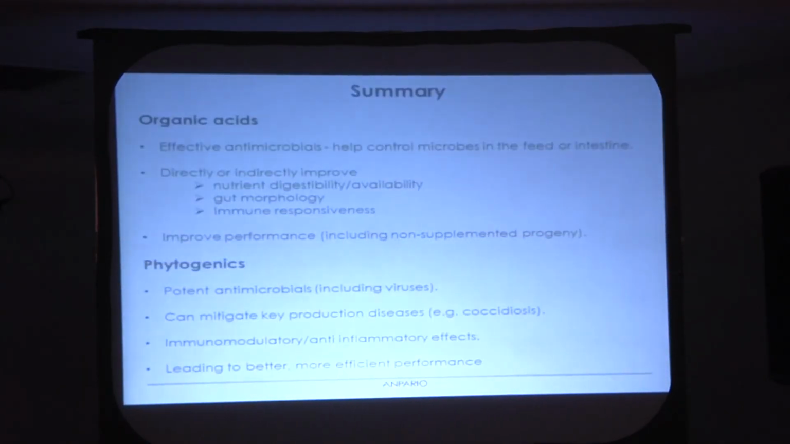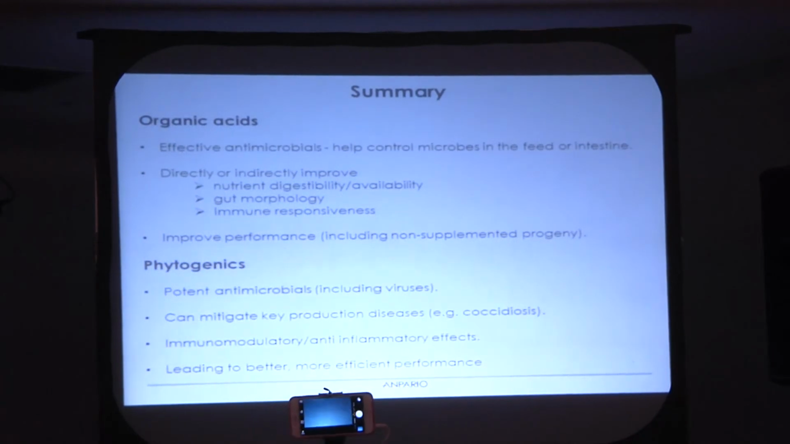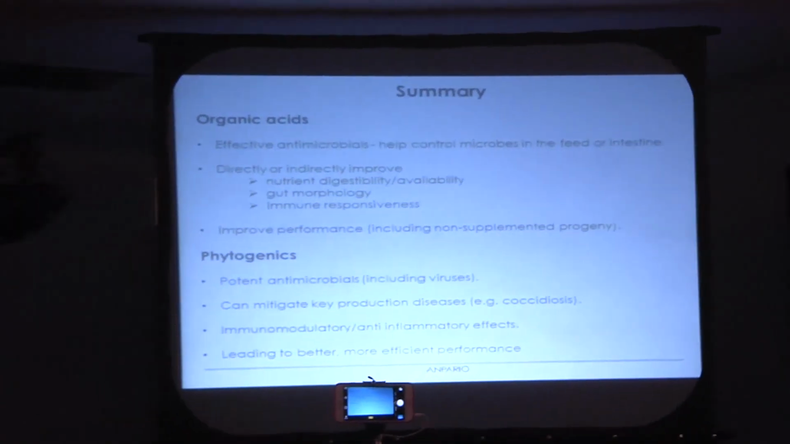In terms of a summary, organic acids are effective antimicrobials; they help control microbes in the feed or intestine. That includes enteropathogens. Either directly or indirectly, they're able to improve nutrient digestibility and availability, gut morphology, immune responsiveness, and performance, including of non-supplemented progeny. Phytogenics are potent antimicrobials, including against viruses. They can mitigate key production diseases such as coccidiosis. They have immunomodulatory or anti-inflammatory benefits, as we've seen with the gene expression data that I had to run through quickly. And we see that this leads to better or more efficient performance.